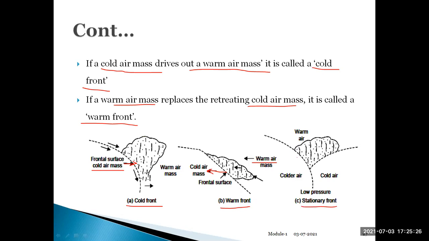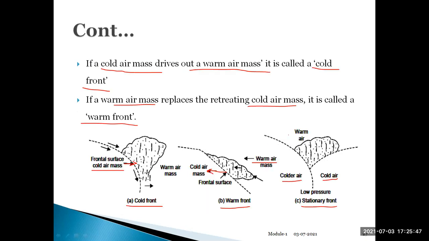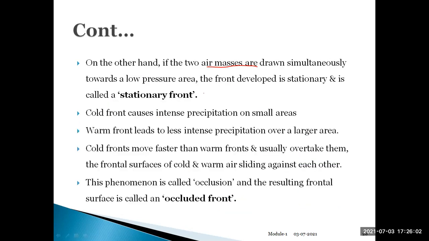So when both the air masses, you can see here the colder air, you will be having the two front surfaces. You can see there are two dotted lines, so that indicates two front surfaces. If two air masses are drawn simultaneously, as you see here, the warmer air comes from one side and the colder air comes from the same side. When two air masses are drawn simultaneously, then the surface that forms is called the stationary front.